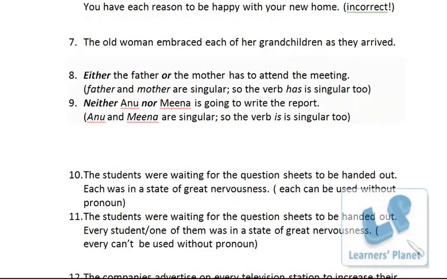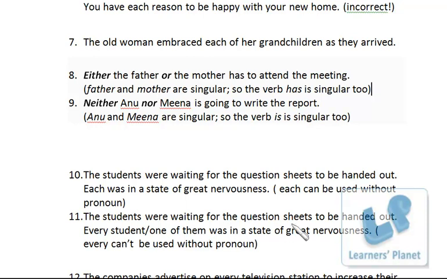Okay. The students were waiting for the question sheets to be handed out. Each was in a state of great nervousness. Each can be used without a pronoun, right? You can see each was in a state of great nervousness. We cannot say every was in a state of great nervousness. If we use every, then we have to write down student. Every student was in a state of great nervousness. So each can be used without a pronoun, but if we wish to use every, we have to use a pronoun.